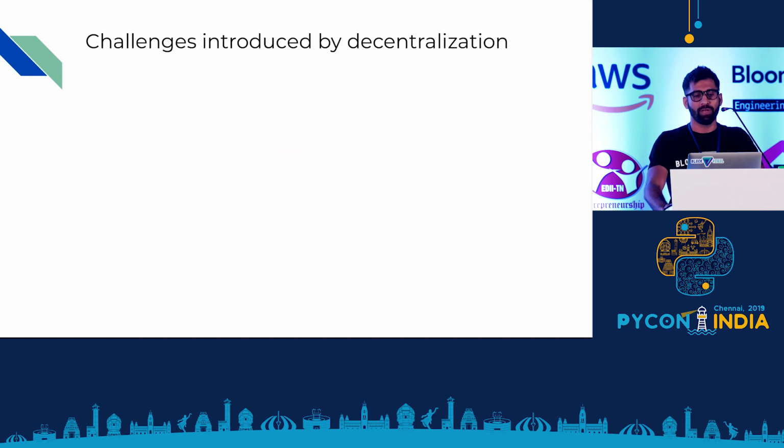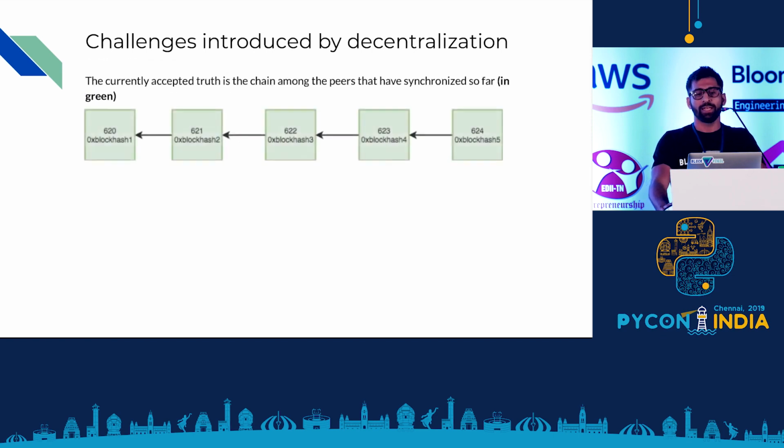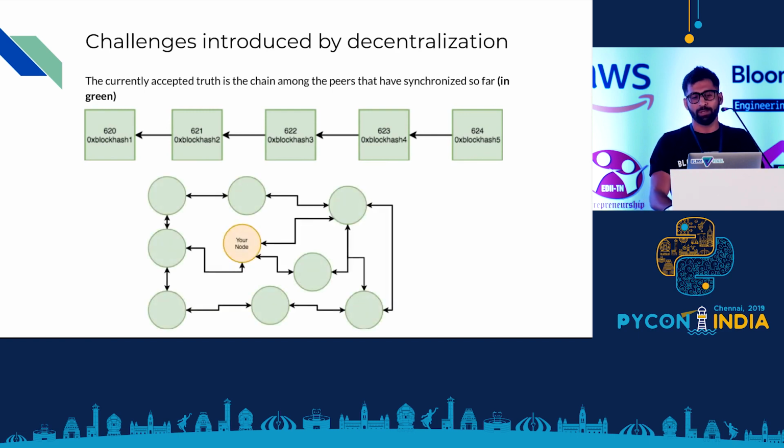So this is an example I wanted to show you. Let's say we have these blocks in green, right? It's all good now. It happens so that every peer which is talking to your node, they all happen to agree. It's all good.